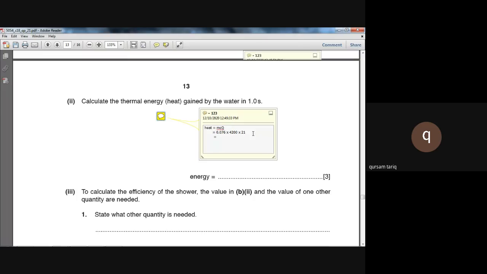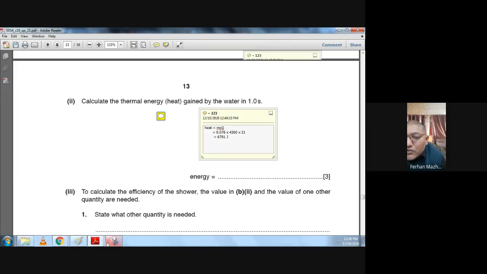6791.21. What is S? What you said? 6792. 692. So it's 6792. 6791. 6791 Joule. Okay. So that's our answer. So let's check whether our answer is good or not.